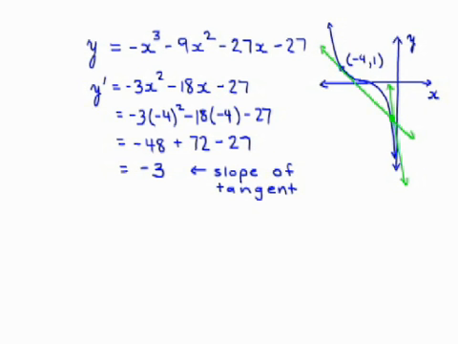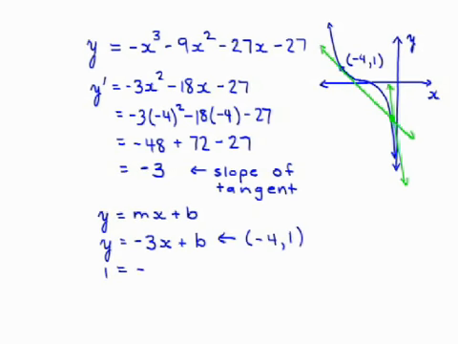Our tangent line is a linear function, so its equation will be of the form y equals mx plus b. We know what m is, the slope, we just worked it out. It's -3, so we now have y equals -3x plus b. We need to find the y-intercept for this function. We do know that this linear function passes through the point -4, 1, so we can use that x and y value to help us find b. I do that, and I find that b is equal to -11. So we can conclude that the equation of our tangent line is y equals -3x minus 11.